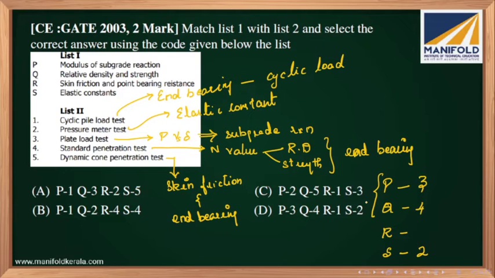But if you properly know the answer for the areas, whichever were the commonly asked areas in the GATE, you can easily get an answer for this type of question. So it would be option D. Okay, the P and Q match with the 3 and 4. Only one option is having this corresponding result. So P is equal to 3, Q is equal to 4, R equal to 1, and S equal to 2. So R in the sense, skin friction and the point resistance can be calculated from the cyclic plate load test. Okay, this dynamic cone penetration test also shows the same value.